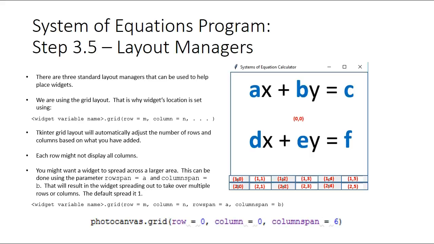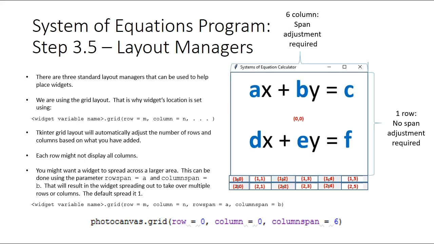And that's why earlier on when we placed this photo canvas, we put it in row 0, column 0, but we gave it a column span of 6 because this widget up here spans across 6 of the locations that make up the geometry of this GUI. 1 row, so there's no span adjustment there. 6 columns, so we need a span adjustment in order to make it look right.